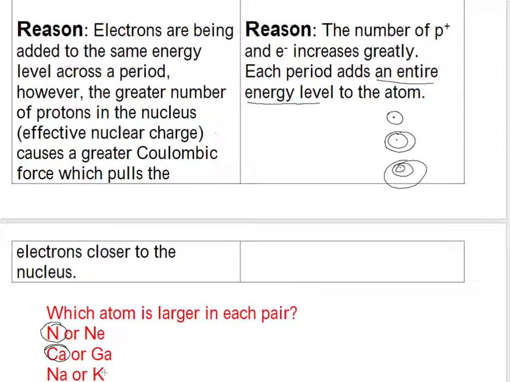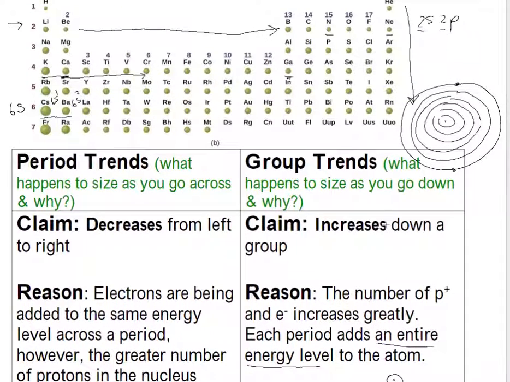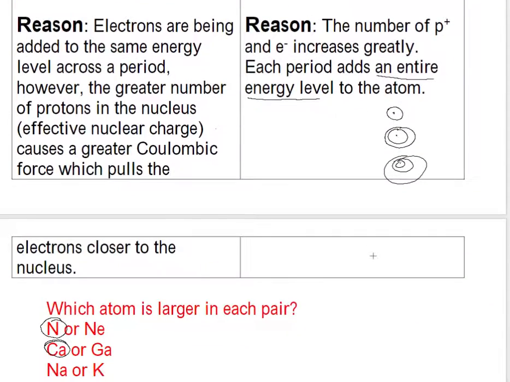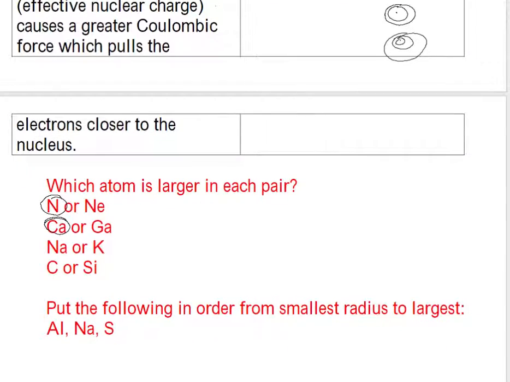And then we have sodium or potassium, Na or K. Which one is larger? Na is right here. K is right here. Which is the bigger atom? Well, potassium is down, so it's in the 4th period. It has 4 energy levels, and sodium only has 3. That means potassium is going to be larger.